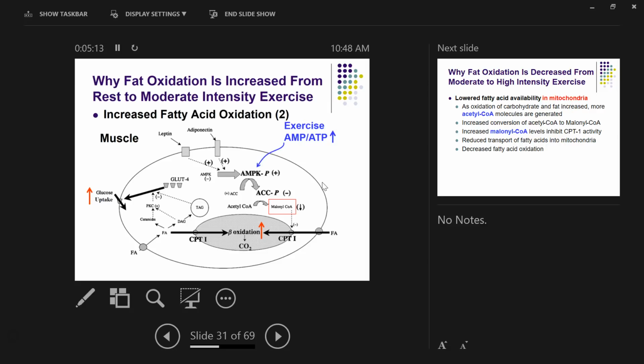So, two reasons to try to remember, okay? Firstly, again, availability of fatty acids increase, and secondly, the process of the fat oxidation is stimulated, particularly because the AMPK pathway is activated, right? So that is something we talk about for the reason why fat oxidation is increased during the early stage of the exercise.